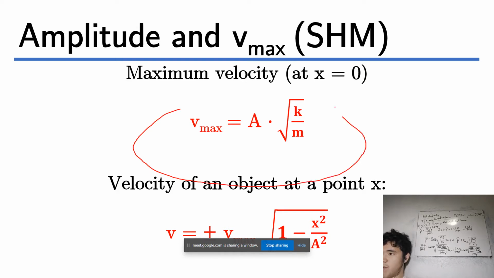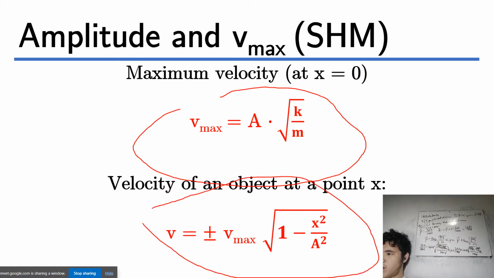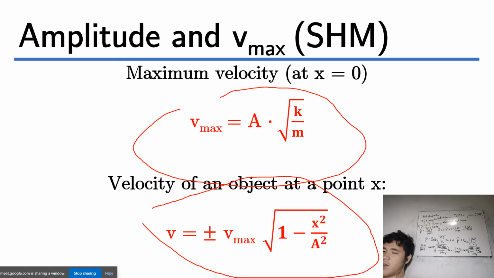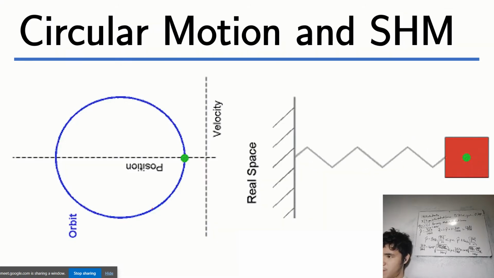Some formulas. Max velocity equals A square root of k over m. Velocity of an object at point x, v max times square root of 1 minus x squared over A squared. Again, you can derive all these formulas from conservation, so di nyo sila kailangan i-memorize, okay? Then, syempre, max acceleration, force over mass. Kasi ma, di ba? Okay?